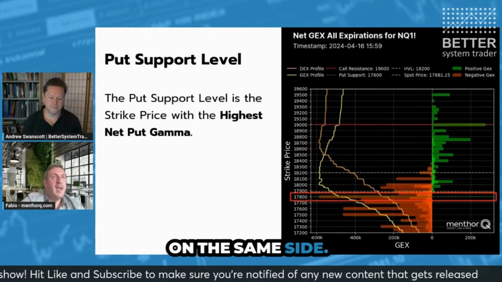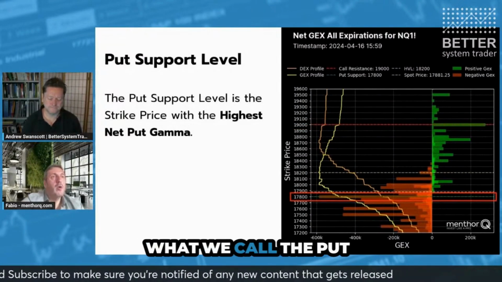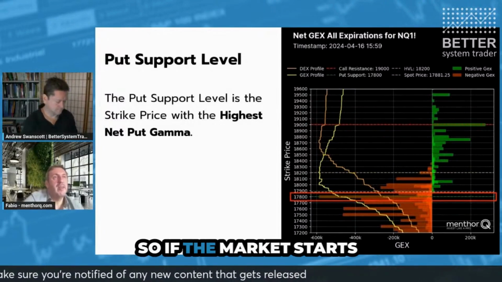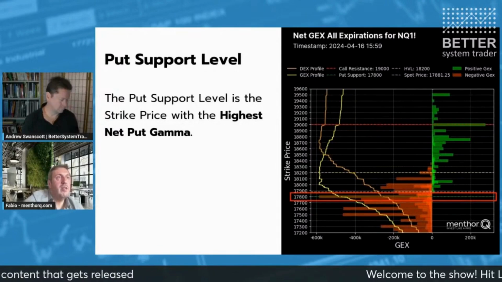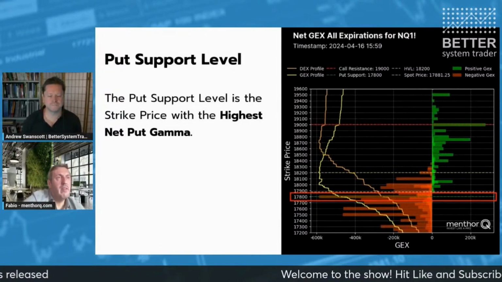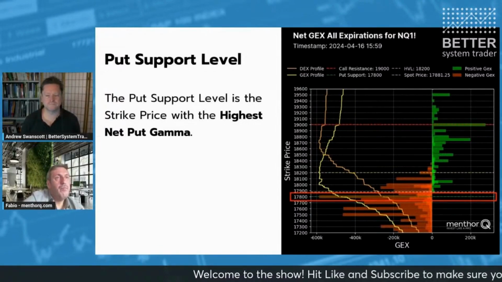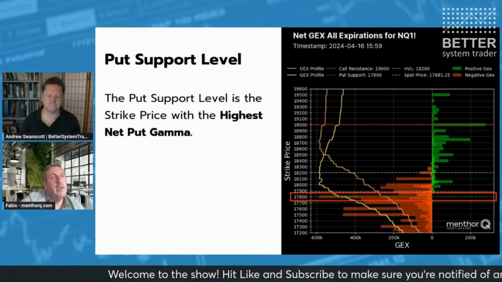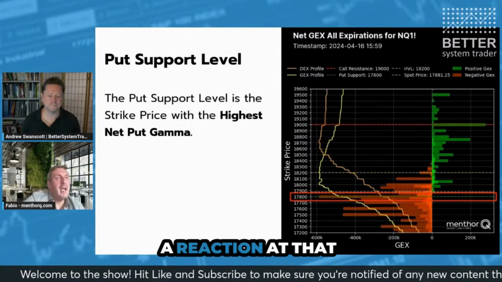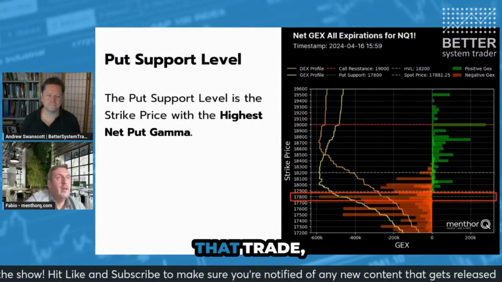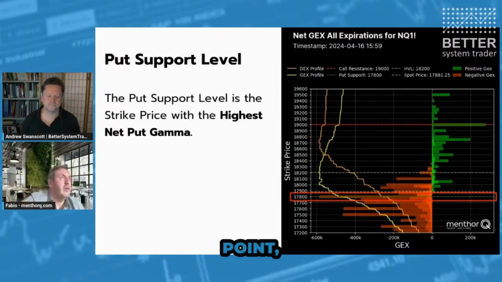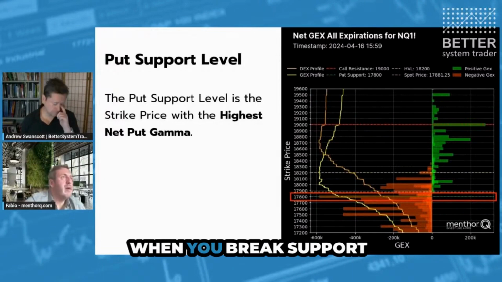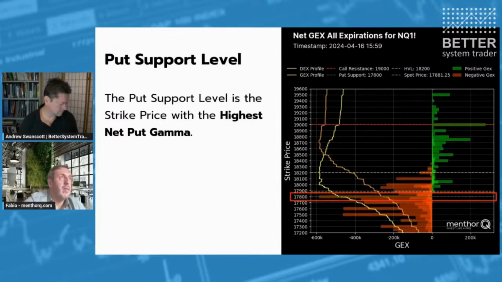Right. On the other side, we do the same with what we call the put support. So if the market starts going down below that 19,800 level, sorry, then there could be a reaction at that level. If you're short on that trade, then you know that there could be either a bounce back or an inflection point, similar to what happens when you break support and you break resistance.